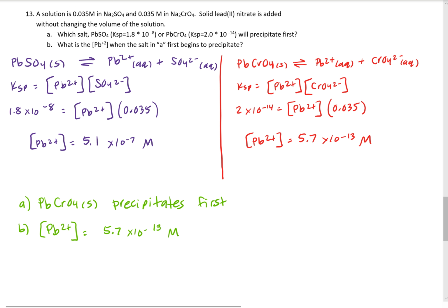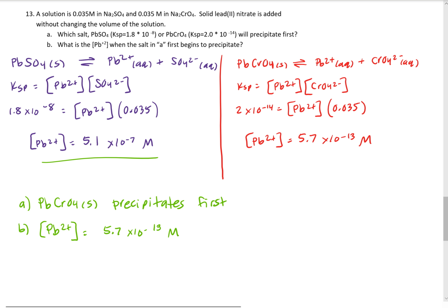Okay, so I go through my two scenarios. I got lead sulfate, break it up into lead ions and sulfate ions. I write out the KSP expression. I plug in the KSP value. I plug in the sulfate, and I get a lead ion concentration of 5.1 times 10 to the negative 7 molar in order to start precipitating the lead sulfate.